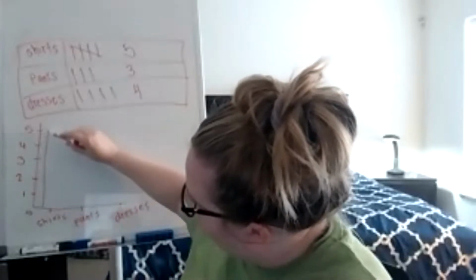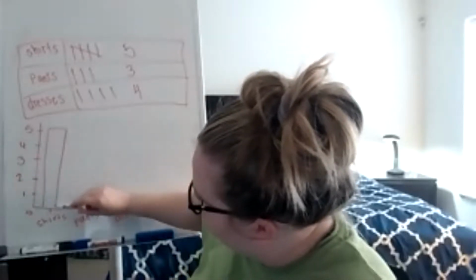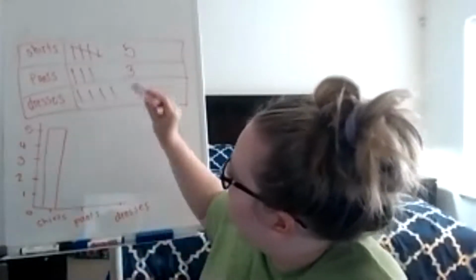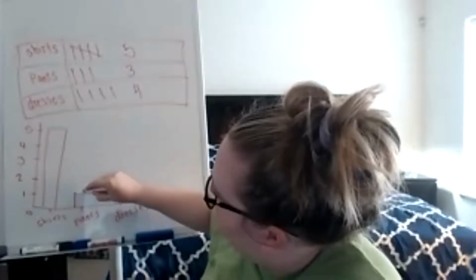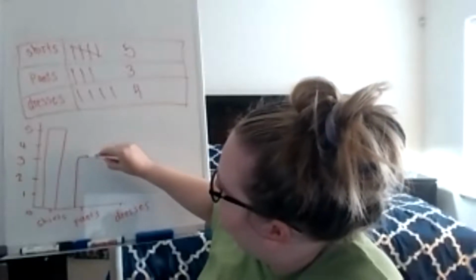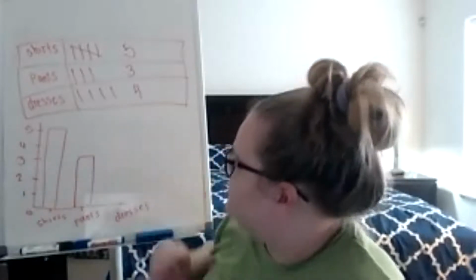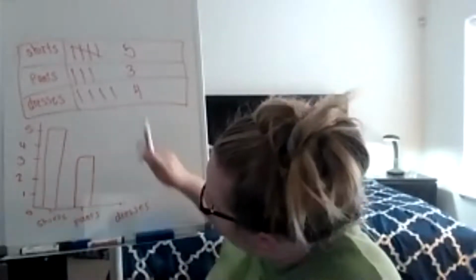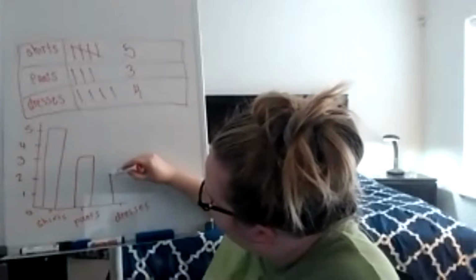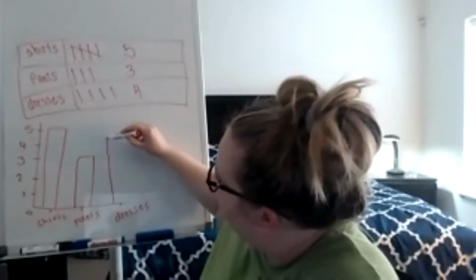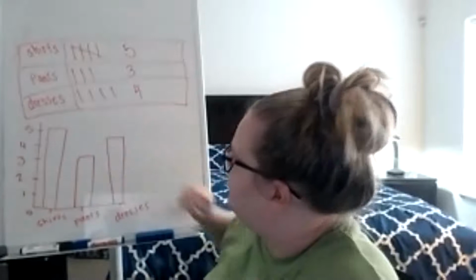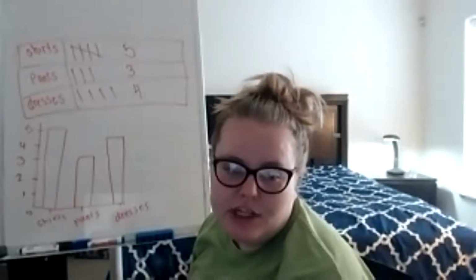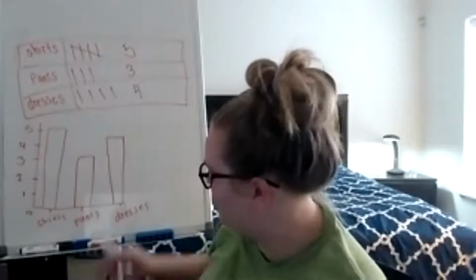So I know my bar for shirts is there. How many pants did I have? 3. So I'm going to go 1, 2, 3. Matches up to where the 3 is. How many dresses did I have? 4. So I'm going to go all the way up to 4. So this shows me easily which type of clothes had the most, which had the least.